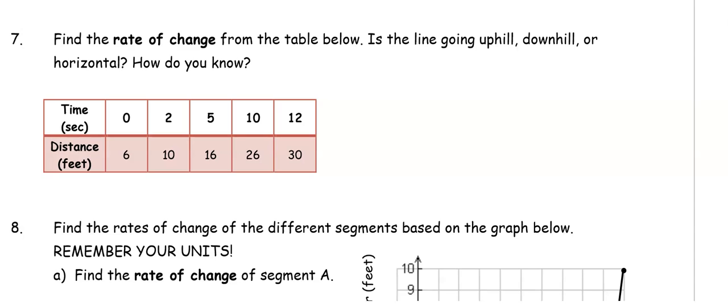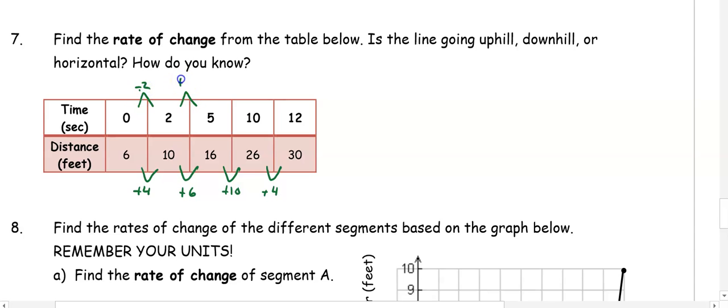In number 7, let's find the rate of change. So now instead of our table being vertical, it's horizontal. So we're still going to find the rate of change. Remember, we said it's going to be the distance over the time. So if we look at the distance, the first box from 6 to 10 increased by 4. The next one increased by 6. The next one increases by 10. And the last one increases by 4 again. If we look at our time, we increase from 2 seconds, then by 3 seconds, then by 5 seconds, and then back to only by 2 seconds.